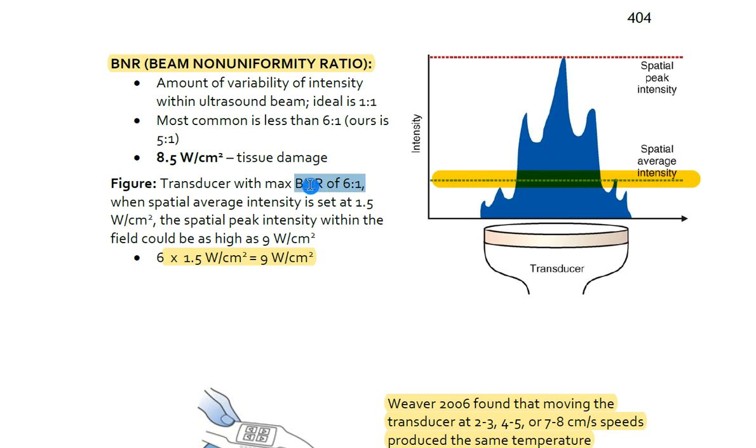There is generally a recommendation not to go above 6:1, because if you go higher on the BNR, typically it's going to create more chance for a hot spot or burning the patient, because they're getting burned by this peak intensity as opposed to more controlled or smoother intensity. So that's something to watch out for.